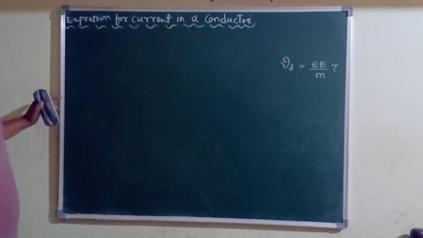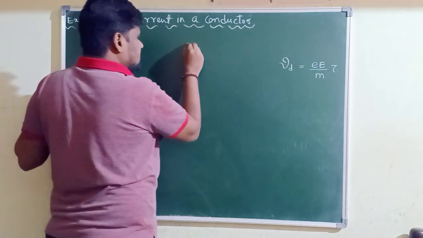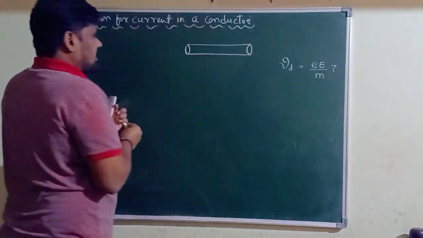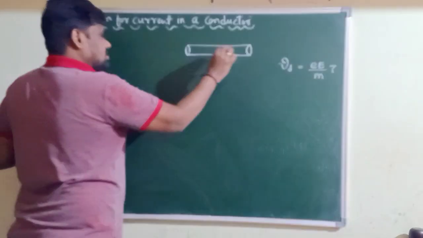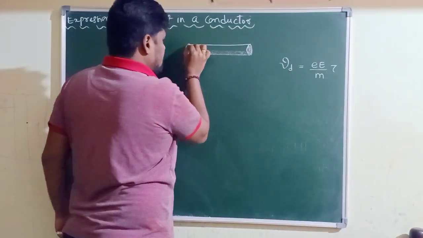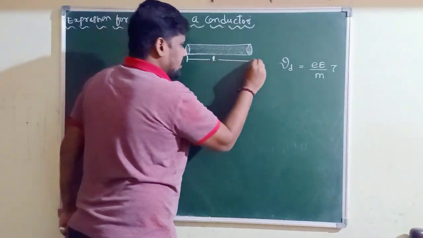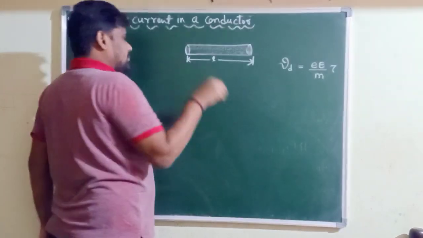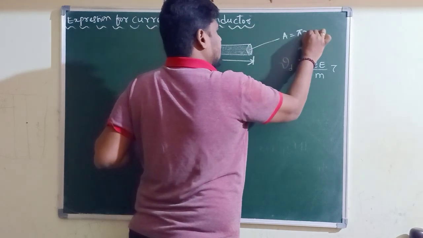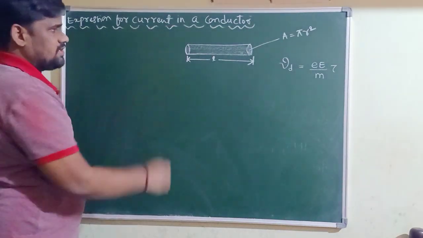Drift velocity. So let me consider a conductor of certain length L. L is the length of the conductor, and capital A stands for the area of cross section of the conductor, A is equal to pi r square, where r is the radius of the conductor.